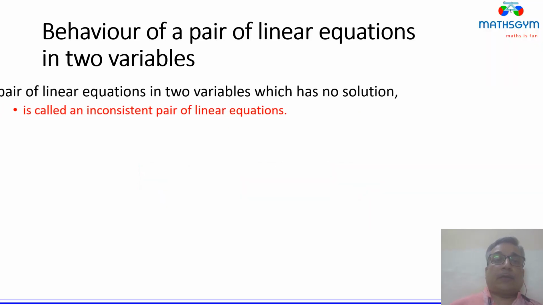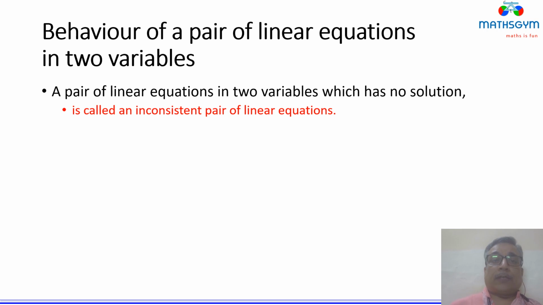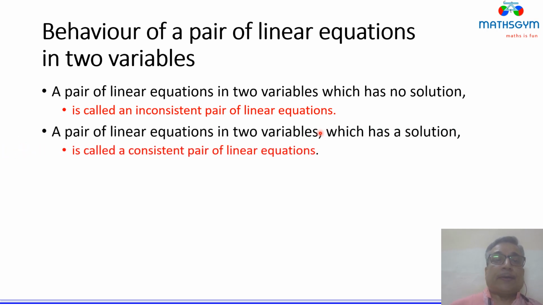Behavior of pair of linear equations. You see, a pair of linear equations in two variables which has no solution is known as an inconsistent pair of linear equations. The pair which has a solution, or one unique solution, is called a consistent pair of linear equations. Do remember it, because in the form of MCQs you may get some questions that are a combination of these.